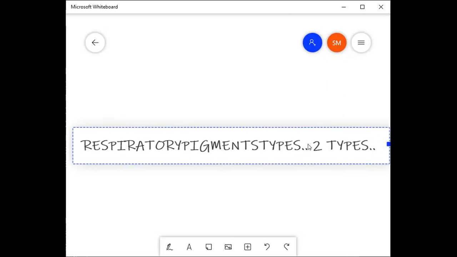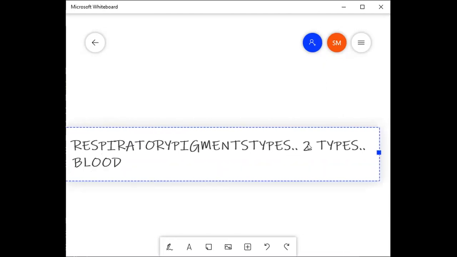One of the respiratory pigments is present in the blood, which is very commonly known as hemoglobin. And the other respiratory pigment is present in the muscles, which is generally known as myoglobin. Now, there is a difference in these two respiratory pigments, and you should expect a question on respiratory pigments.